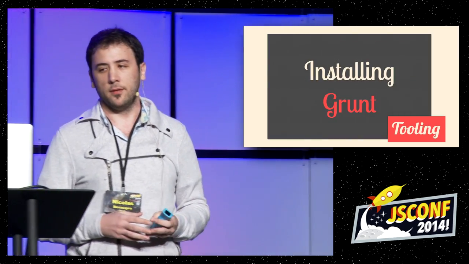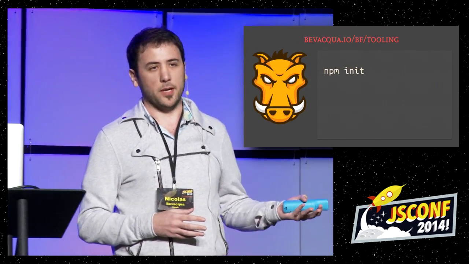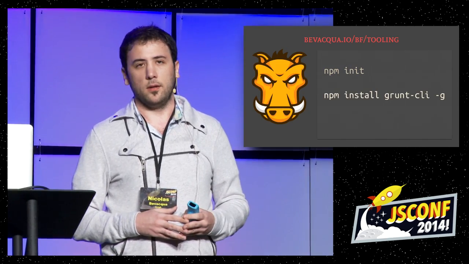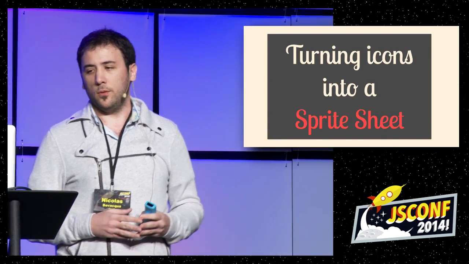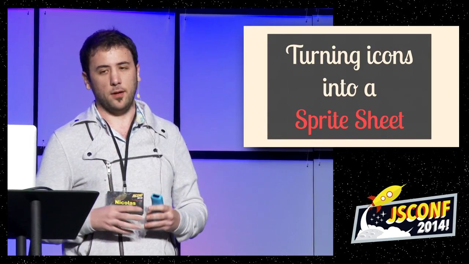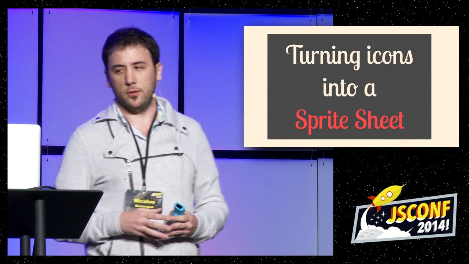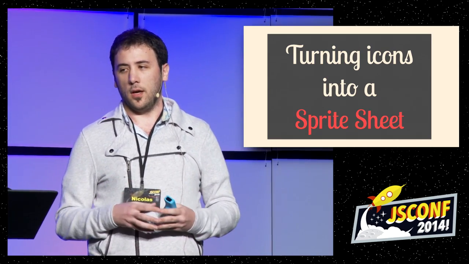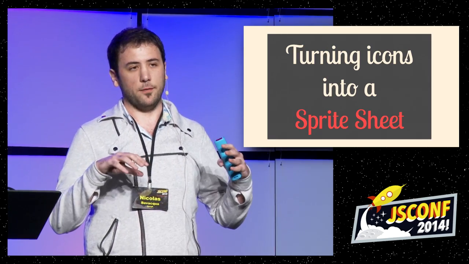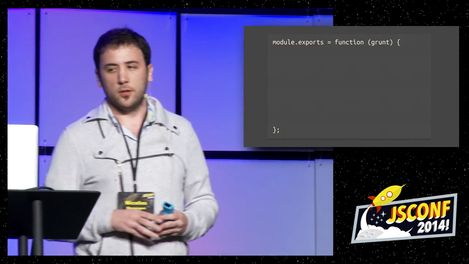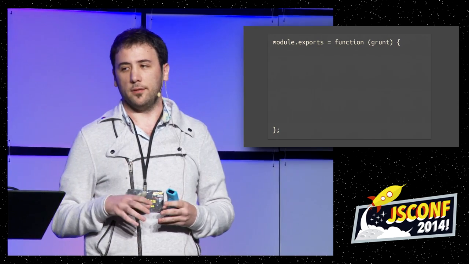So to install Grunt, all you need to do is have a package.json file, the CLI, and the local Grunt installation. And then you have to create a Grunt file. And I'm going to show you how to do that by creating a Grunt file that turns a few icons into a sprite. So here's a Grunt file that does nothing.